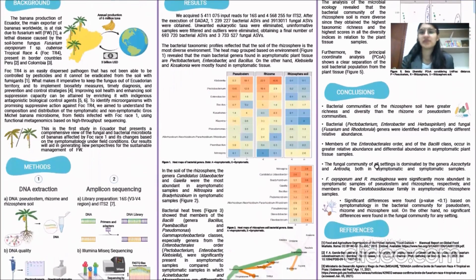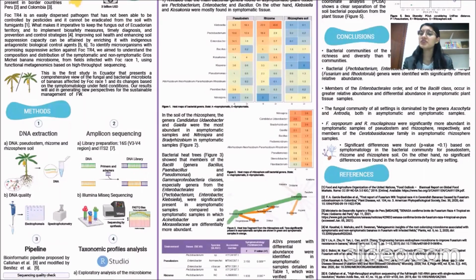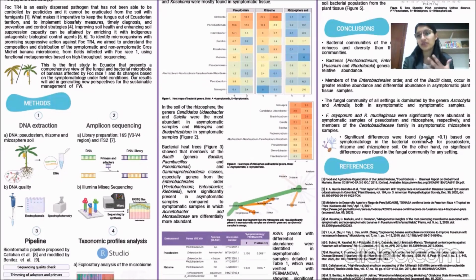As conclusions, the members of the Enterobacterales order and the Bacilli class occur in greater relative abundance and differential abundance in asymptomatic plant tissue samples. Fusarium oxysporum and Rhodotorula mucilaginosa were significantly more abundant in symptomatic samples in the pseudostem and rhizosphere respectively, and the members of the Ceratobasidiaceae family in asymptomatic samples from the rhizosphere.